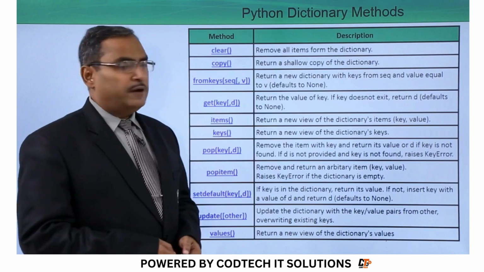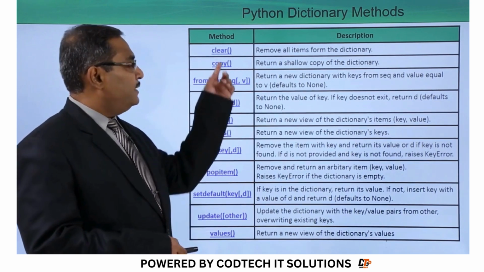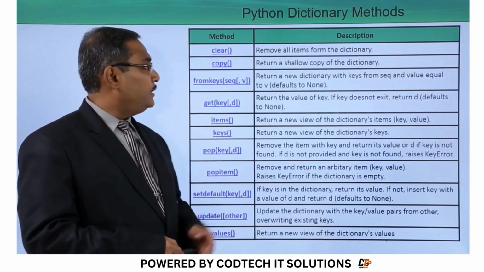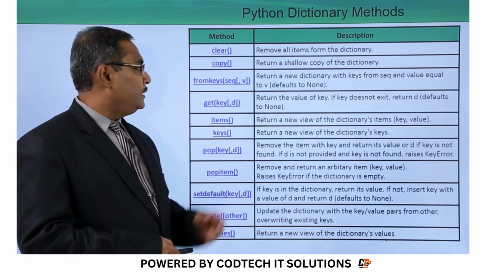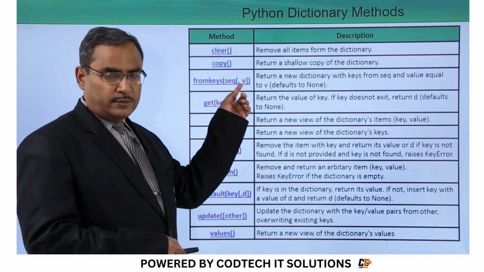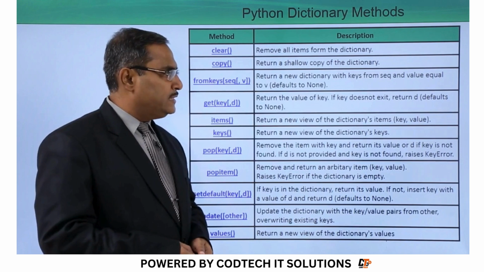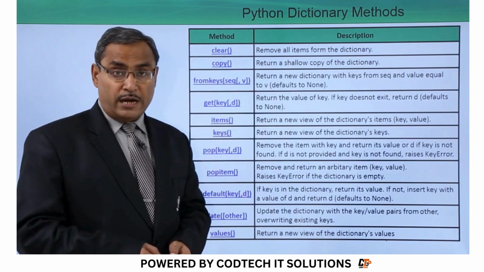So here we have the different methods which you can carry out on a dictionary. The first one is clear: remove all items from the dictionary. Copy: return a shallow copy of the dictionary. Then fromkeys(sequence, v): within brackets we put the sequence comma v. It returns a new dictionary with keys from the sequence and the value equal to v, defaulting to None.